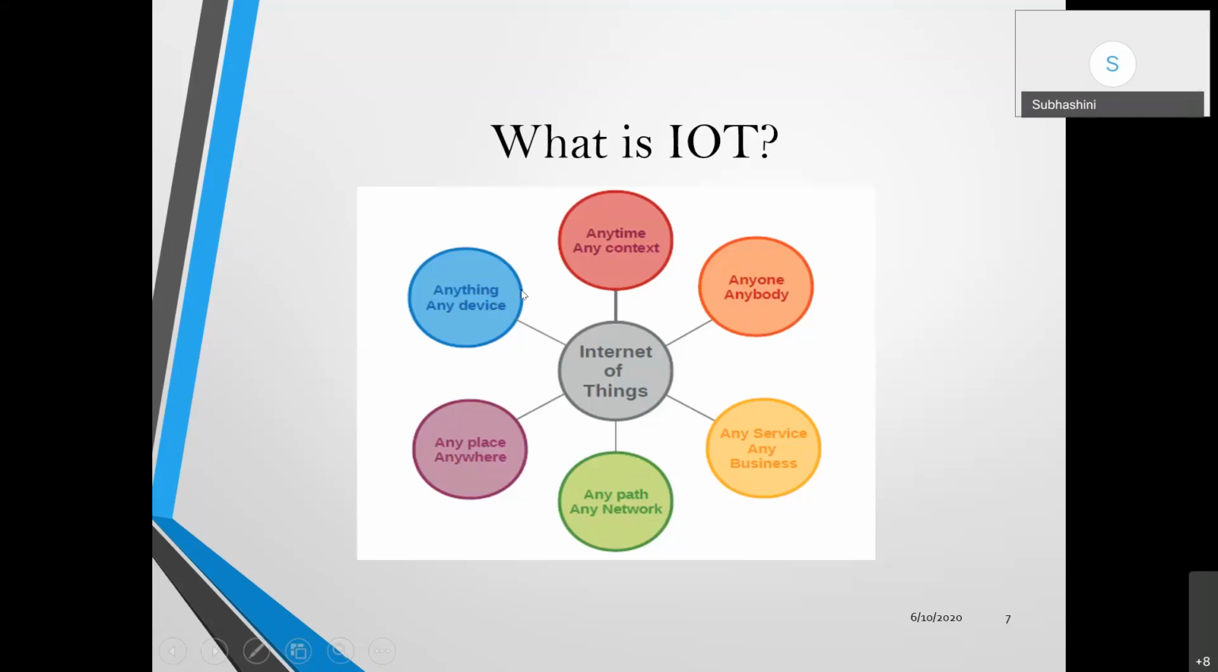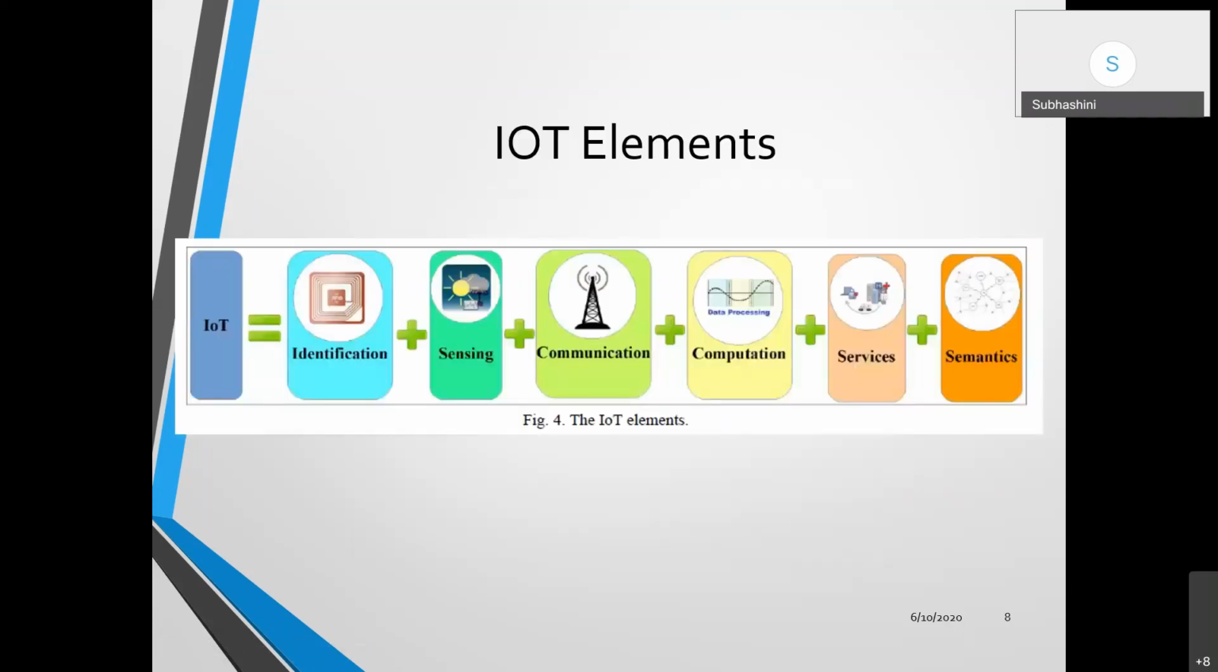So we can say it as A's, right? Internet of Things could be elaborated in terms of 6 A's, which you can find in the slide. And one more thing, see IoT elements. Definitely for this IoT, we require internet and we require things, right? So if you check, the combination of all these things are basically the elements.